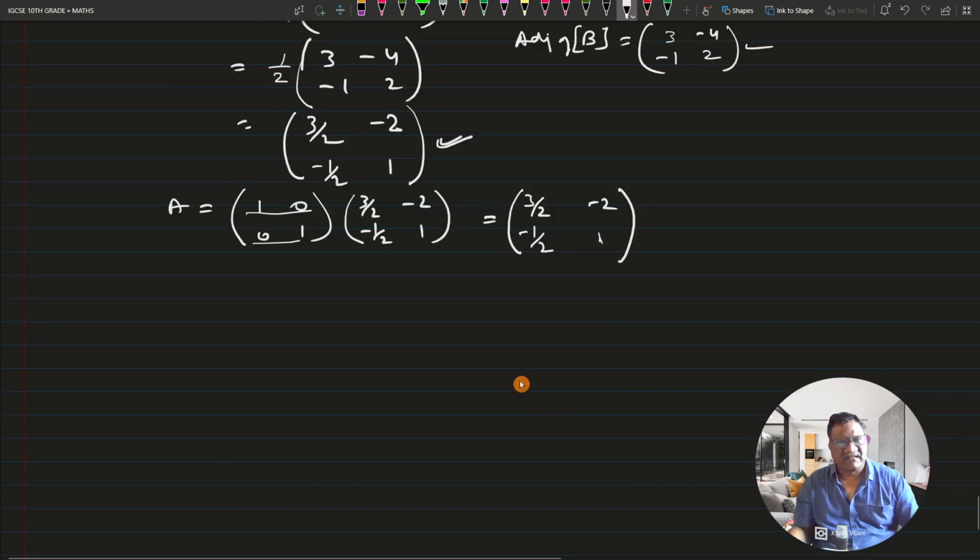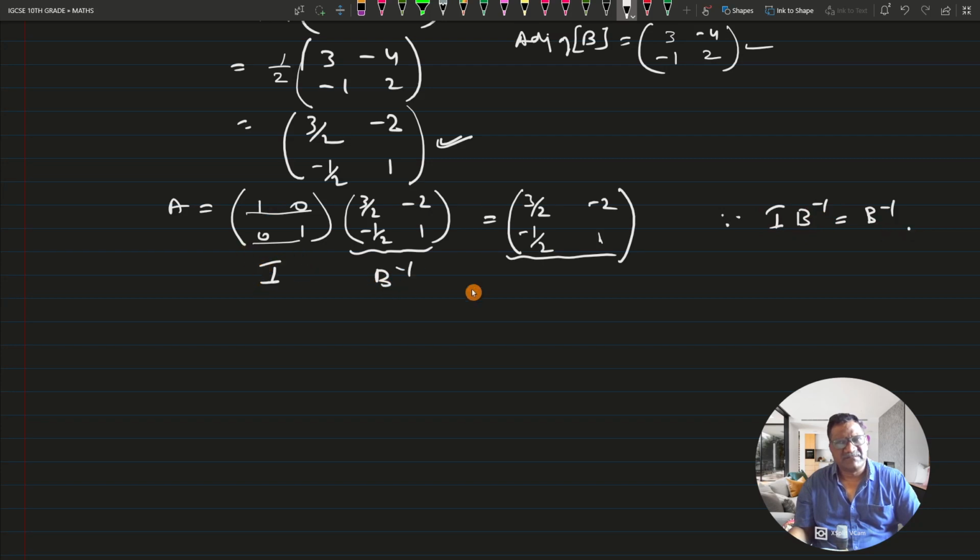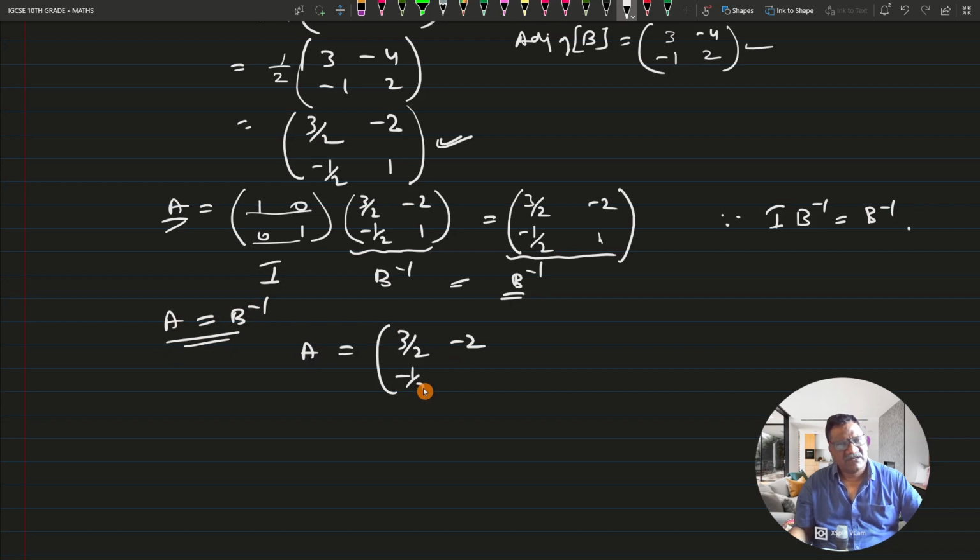This is what I'm getting repeated here. Now this is why, because any matrix multiplied by identity matrix, I multiplied by B inverse will give me what? This B inverse only, isn't it? So I am getting this identity matrix multiplied by B inverse. The answer will be B inverse only. Okay. So basically my A is nothing but B inverse. So my answer will be A matrix will be 3 by 2, minus 2, minus half and a 1. This is the answer for this question number 16.